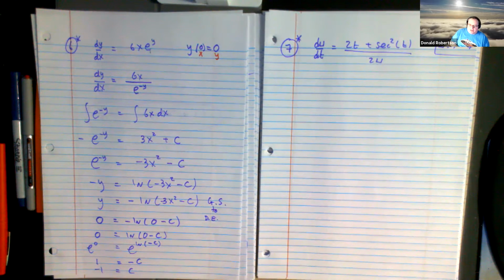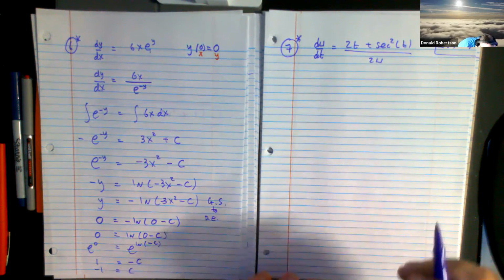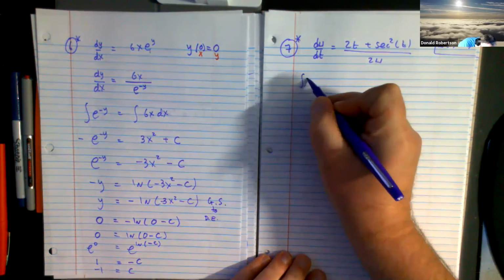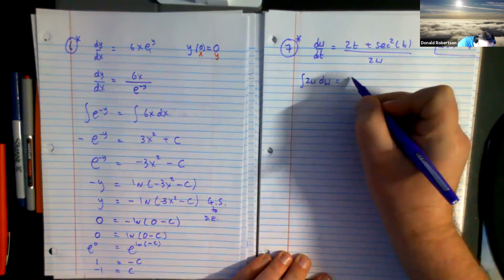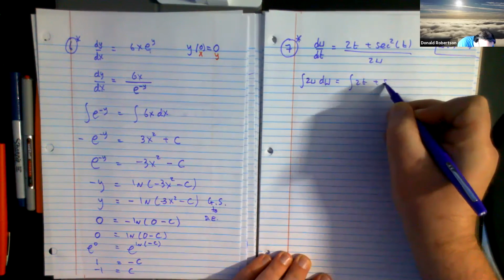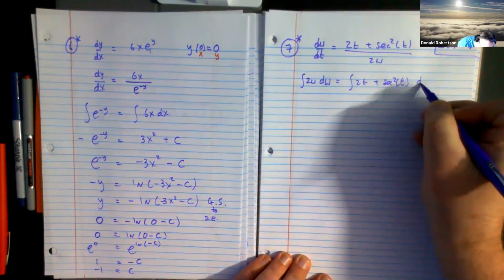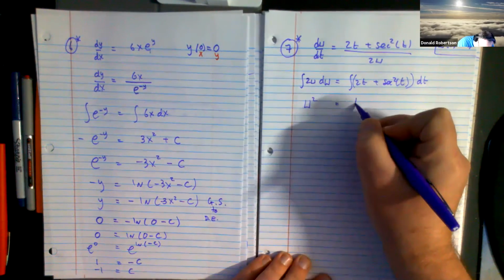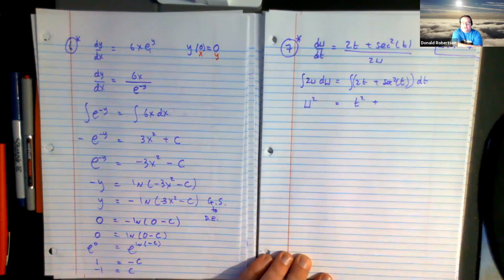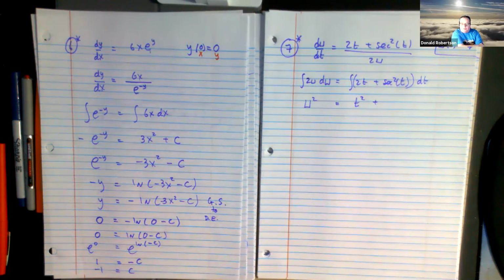I'll start off with the first question. Is this guy good to go? Is he already separated out the way it needs to be? Agreed? So let's see what we get next then. 2u du is equal to 2t secant squared t dt. Power rule. That was easy. Power rule. Okay, what is the antiderivative, or if you prefer the word integral, of secant squared?